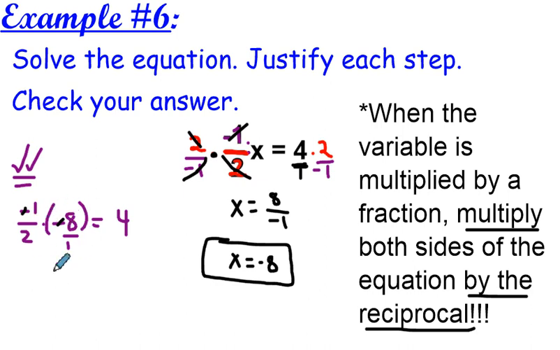1 times 8 is 8. 2 times 1 is 2. Does that equal 4? Well, sure enough, 8 divided by 2 is 4. That gives me a true statement, so that is correct. X equals -8 is the solution.